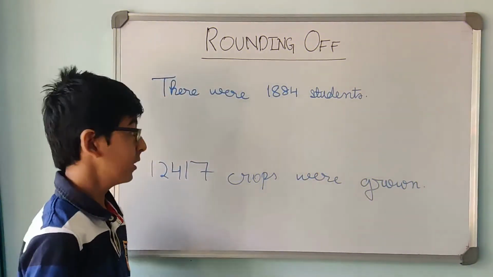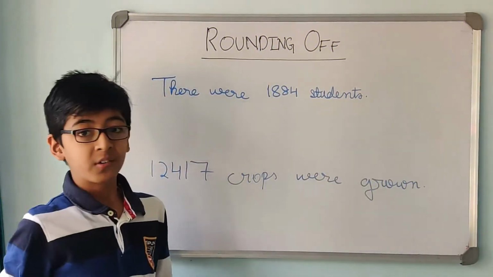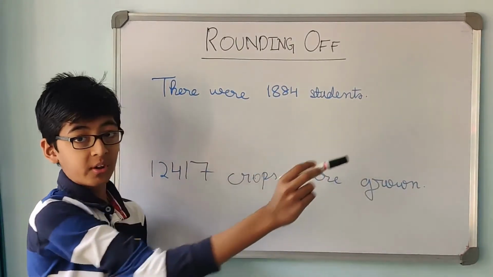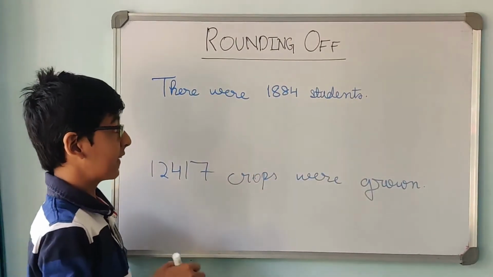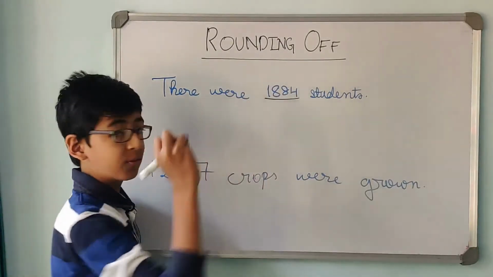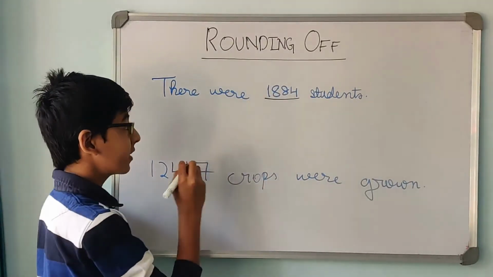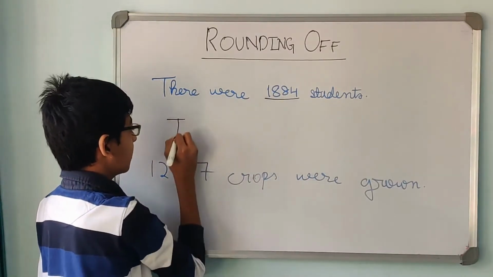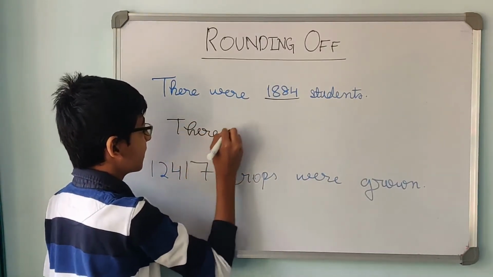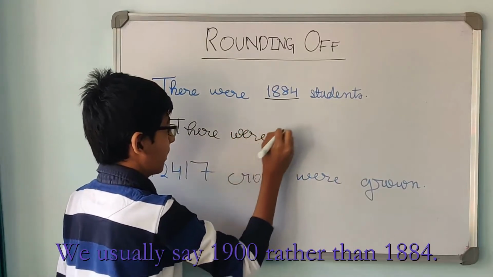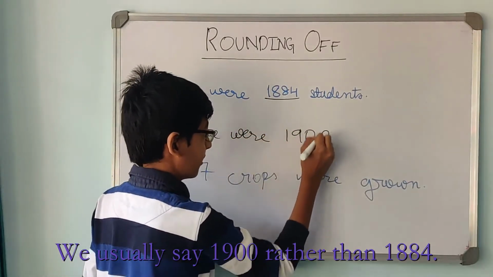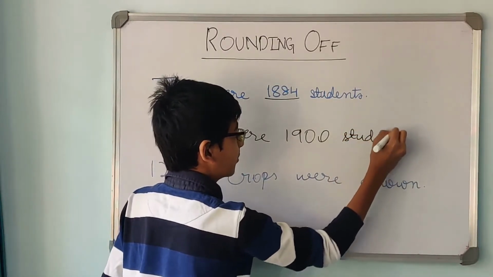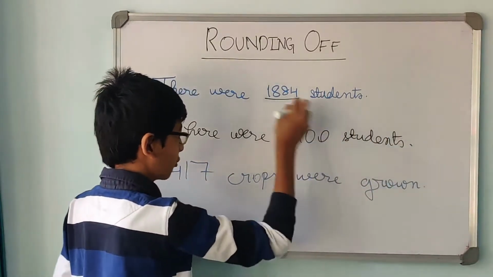Now, for example, we are given these two situations. There were 1,884 students. Now, this is the exact number. 1,884 is exact. But usually, in our normal speaking, we don't tell the exact number. We usually tell there were like 1,900 students. So over here, you can see that we are making a number that is close to it.